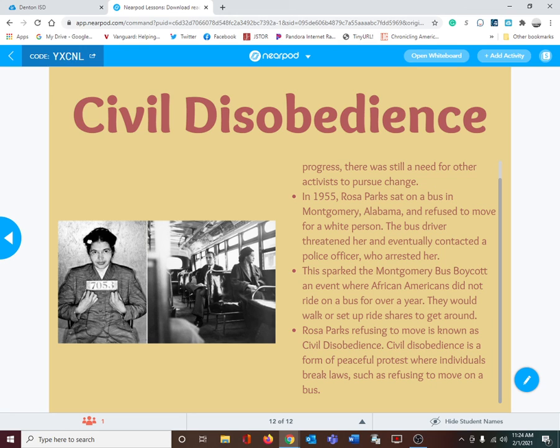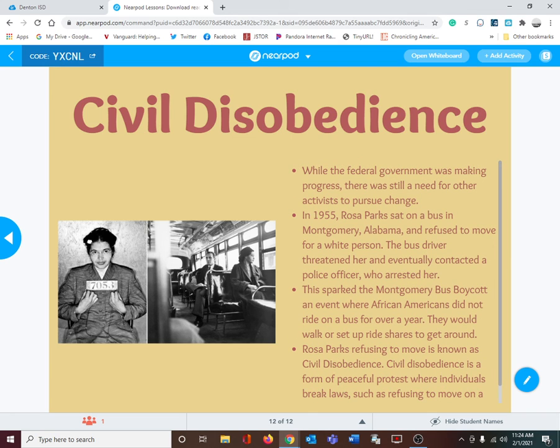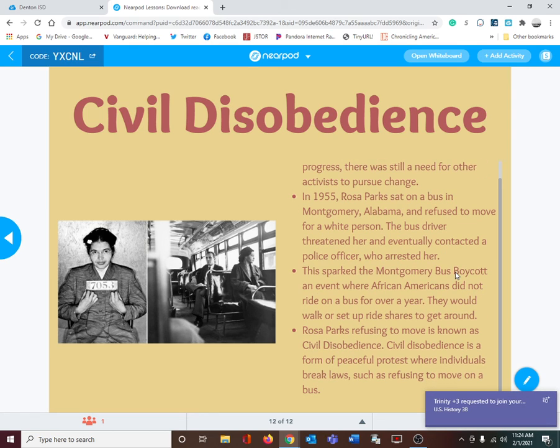And we'll pick up the story later on when we're looking more at the civil rights movement and what Martin Luther King Jr. did and how he supported this movement and how he used examples of civil disobedience as well. But the main point I want you guys to take away is that it wasn't just the federal government that was working towards desegregation, but it was individuals like Rosa Parks who was also fighting for change in society as well.